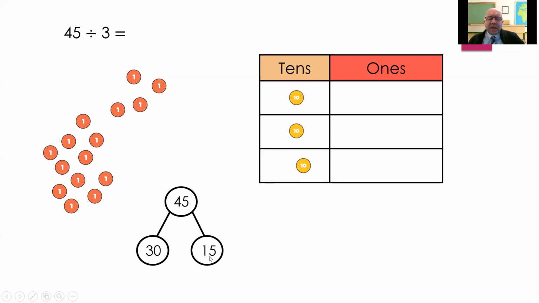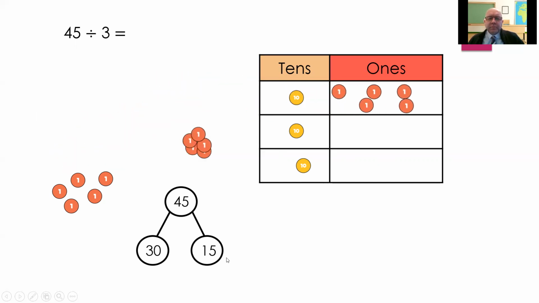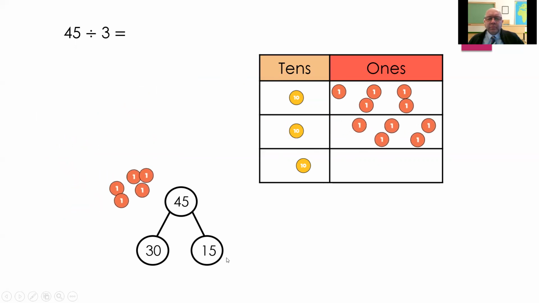So how many 3s in 15? There we go. They split beautifully, and we can put 5 1s in each row. So all together, in each row, we've got 1 10, and we have got 5 1s. So 15, 15, and 15 makes 45. 45 divided by 3 is 15.